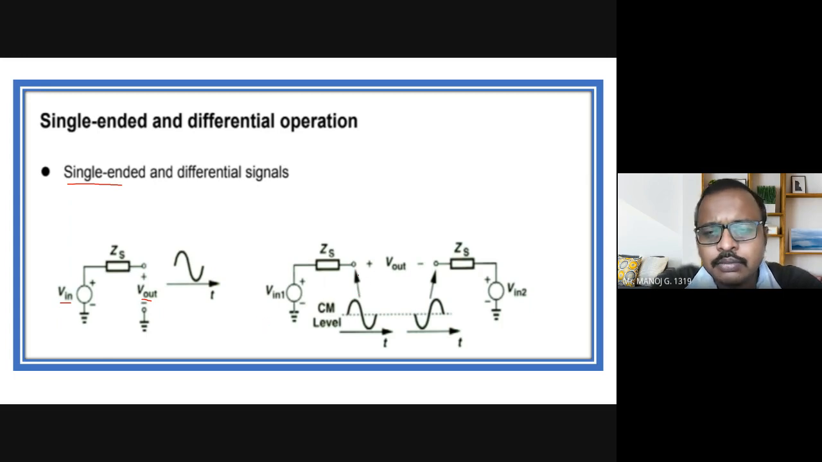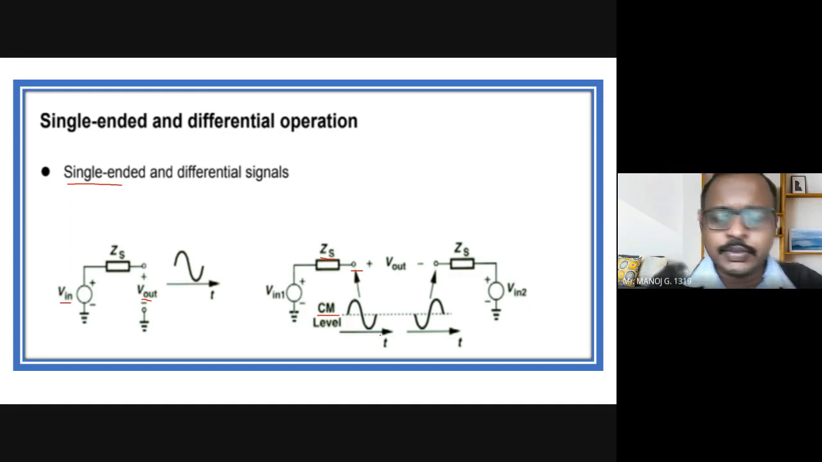You can make a common CM level, common mode level. You can give the input, and you have the elements of the node, whatever be the node you need to analyze, with an impedance of ZS, and your output is taken at the differential point. So you get differential signals.